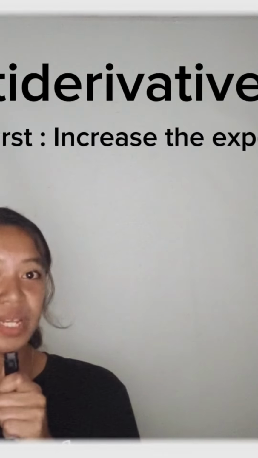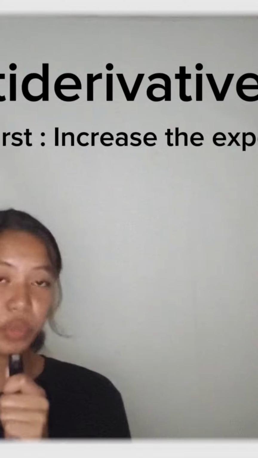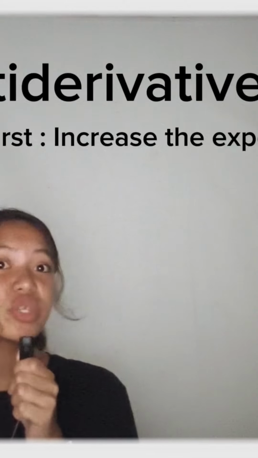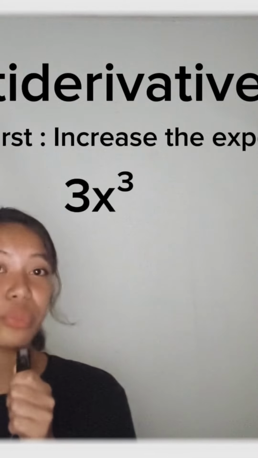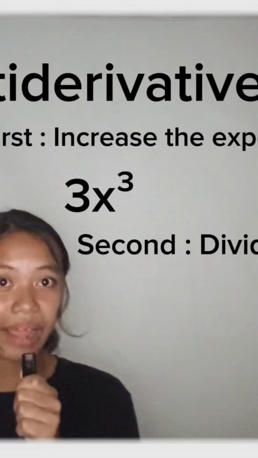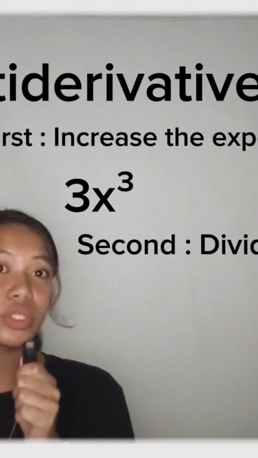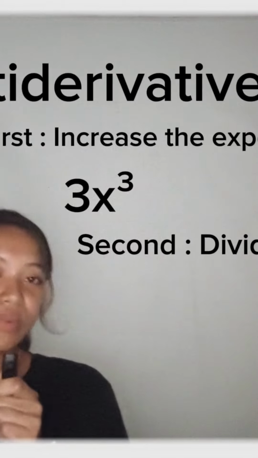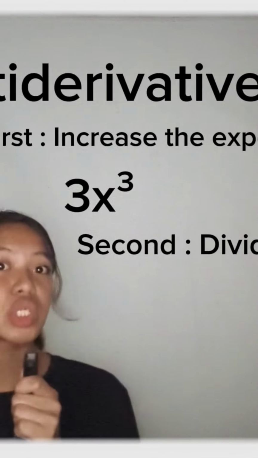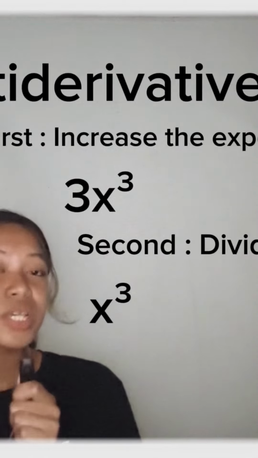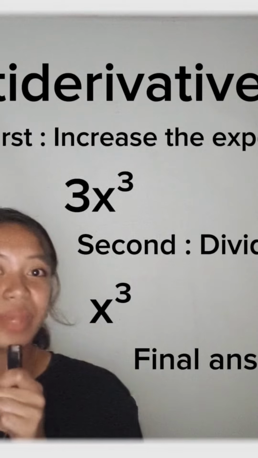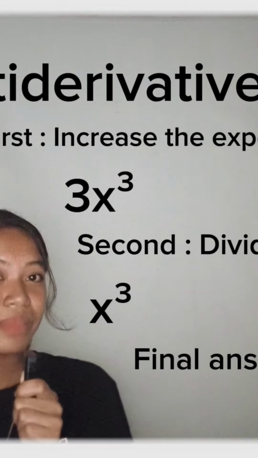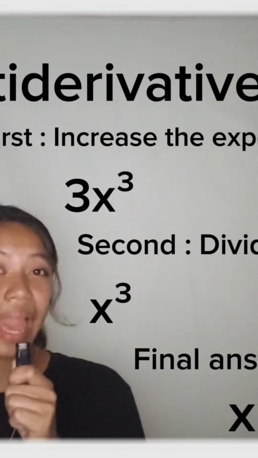Another example, let's find the antiderivative of 3x squared. So first, we increase the exponent by 1, or we add 1 to the exponent, which makes 3x squared into 3x cubed. And then we divide 3x cubed by 3, which is the new exponent. So 3x cubed divided by 3 equals x cubed. So the antiderivative of 3x squared is x cubed plus c.